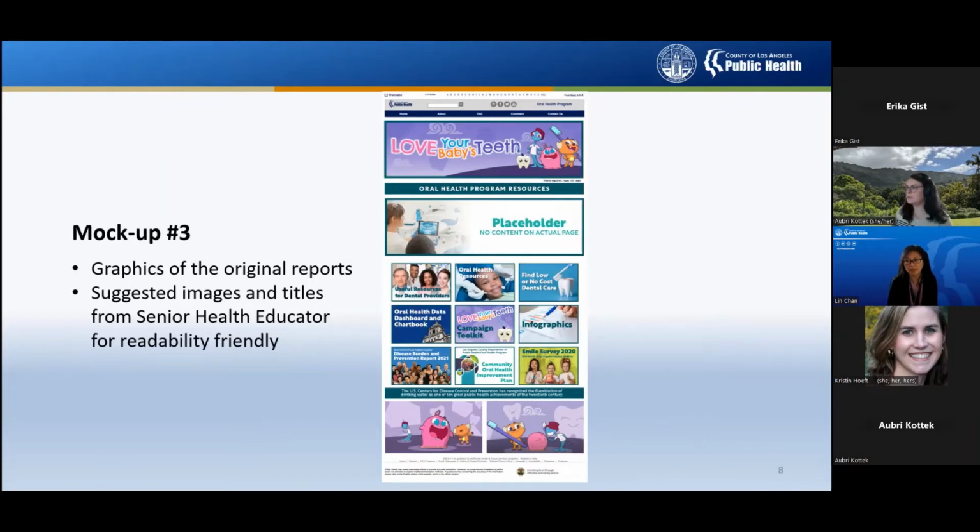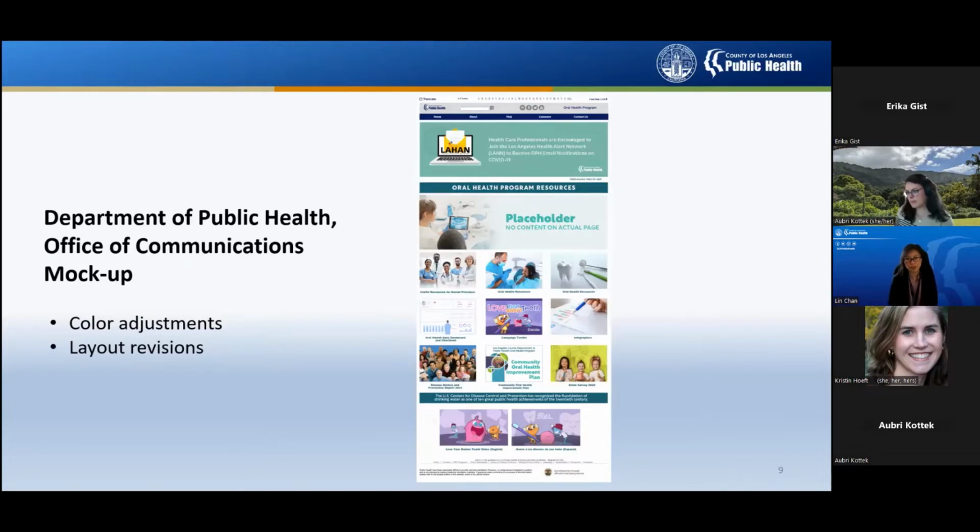This is their last mock-up based on our feedback, and they also included suggested images and titles from Erica to make it more readability friendly. We submitted it to our Department of Public Health Office of Communications for their review and approval. The media contractor used all three creative design programs, such as InDesign, Photoshop, and Adobe Illustrator, to create the page and all the assets within it, such as the main banners and buttons. They were able to package this in JPEGs and working art files for us. And we provided this package to our Office of Communications.